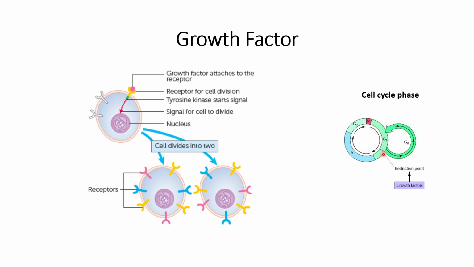And what happens because of growth factor is explained in this figure. When the growth factor is available in the extracellular matrix, it attaches to the growth factor receptor of the cell, and this triggers the tyrosine kinase signal, and tyrosine kinase signals the nucleus to proceed for the division of the cells, and this results in the division into two cells. So this is how the growth factor works.